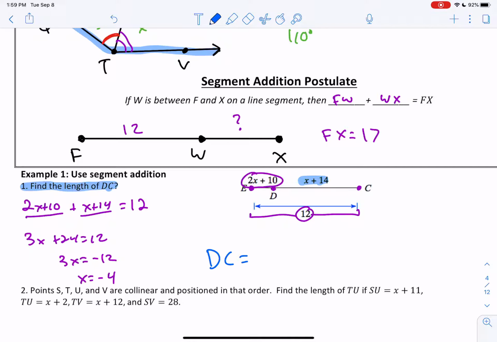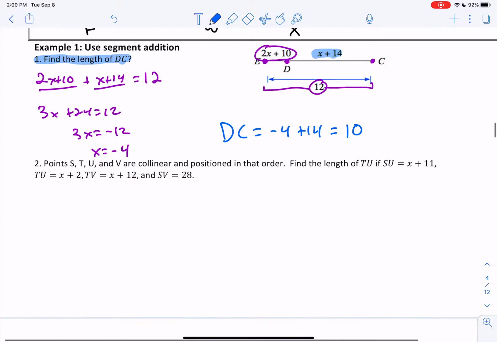So I plug in my x. X is negative 4. So negative 4 plus 14 is going to equal 10. So the length of DC in this case is going to be 10. And that's a very simple application of the segment addition postulate. Now, number 2 is a little bit more challenging.